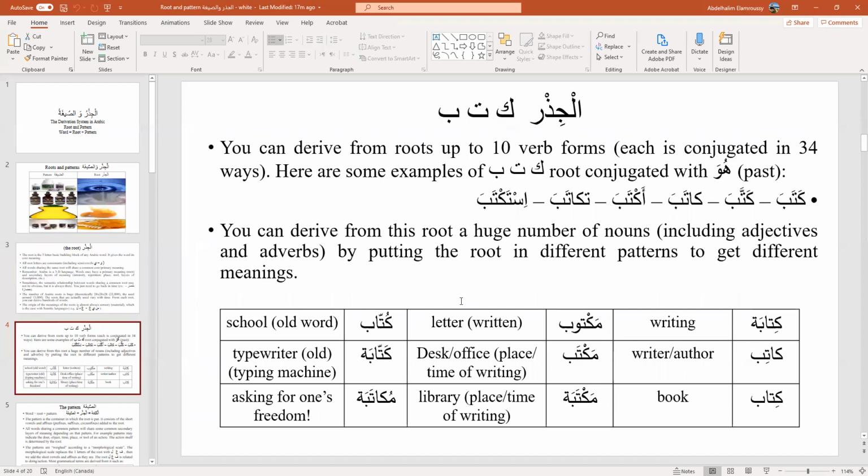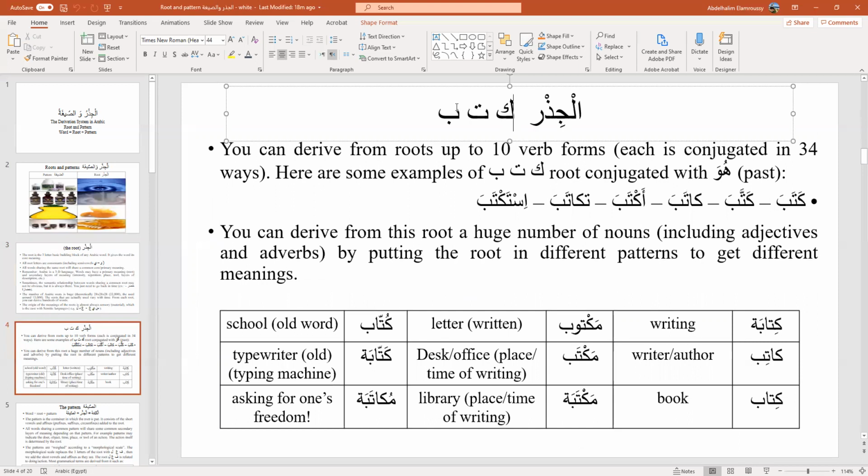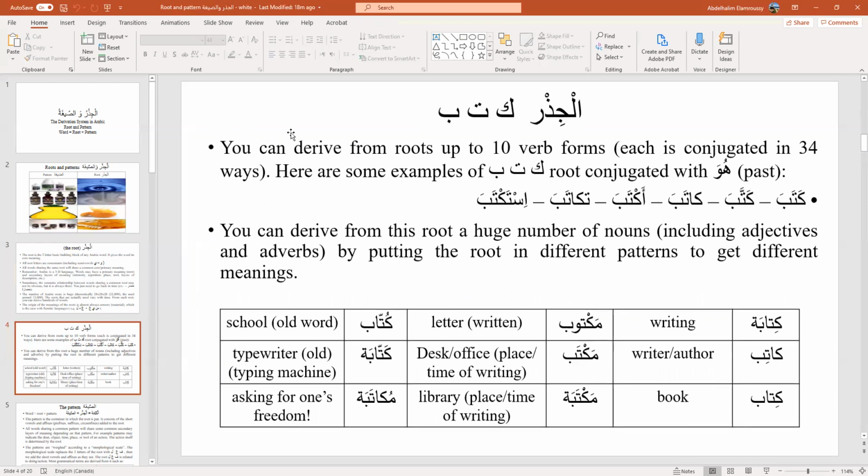So, for instance, the root kaf ta ba right here. This root kaf ta ba, I'm sure you all know it. This root has to do with, you can pause and say your answer and then get back. Yes, it has to do with writing. From this root, you can derive up to 10 verb forms. We didn't talk about verb forms yet. We'll talk about verb forms this semester.